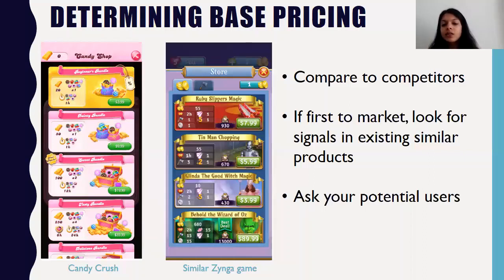And the last way you can do this is by asking your potential users. That's the easiest way to do it, is to find a potential user for your product, ask them what value they see in this and how much they'd be willing to pay, offer them some price points. But the easiest and the most effective way is to compare to competing products and look for signals to make your product competitive as well.